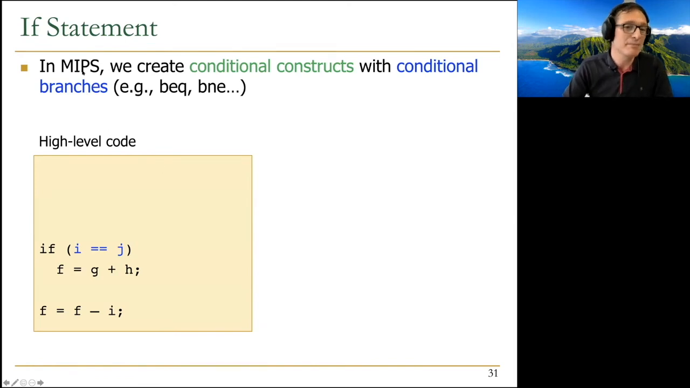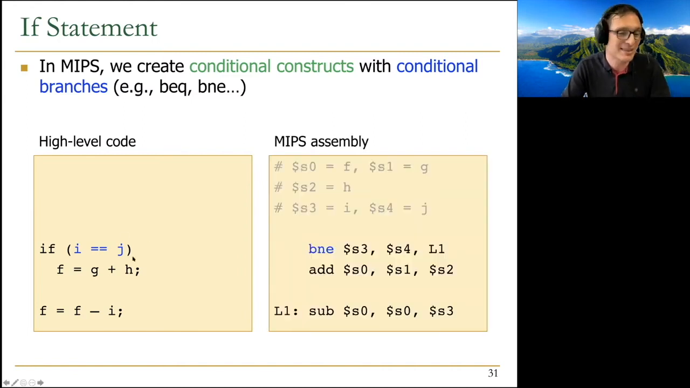So in MIPS, we can create conditional constructs with conditional branches, as we discussed. You can do branch if equal, and we're going to see an example of branch if equal. So high-level code looks like this. If i is equal to j, f becomes g plus h. And then independently of that, we subtract i from f. This is what the program looks like. You could call this silly function again, right? And MIPS assembly looks like this, basically.